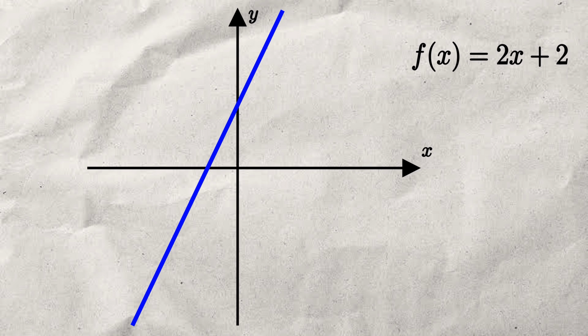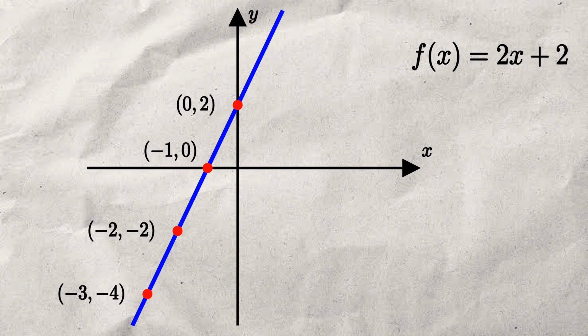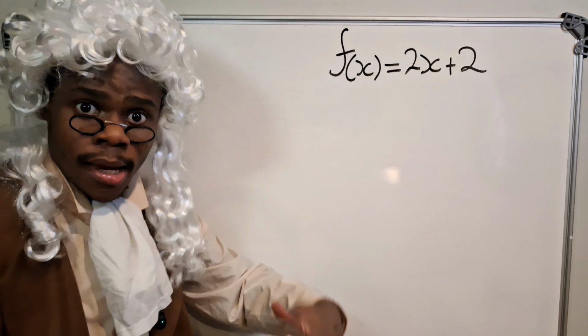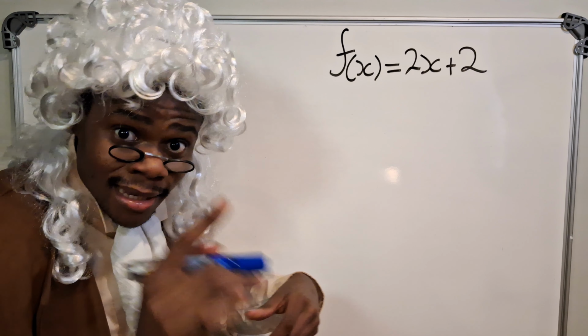So here's the graph of 2x plus 2. And these are 4 coordinates on that graph. The numbers on the left are the x coordinates, and the numbers on the right are the y coordinates. Now, those 4 points, how did we get those 4 points? So what we do is we take an x value, we put it into this equation, and that answer is the y value. Let's do that and see.